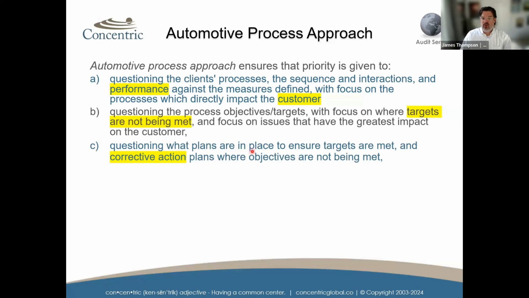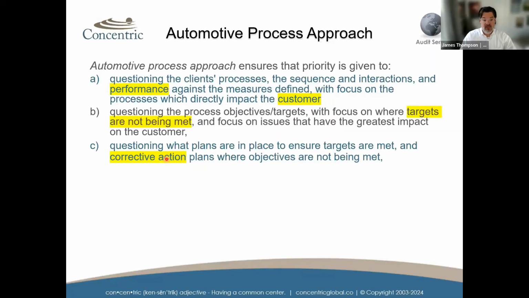Questioning what plans are in place to ensure targets are met, and corrective action plans when objectives are not being met. Look, you're not going to be 100% hitting the mark every single time. It's just not going to happen. Objectives are in place, and a lot of times you have stretch goals. That's fine if you're underperforming in a certain area, but what is your plan to get back on track? Those are some areas that the automotive process approach encourages you to pay particular attention to.